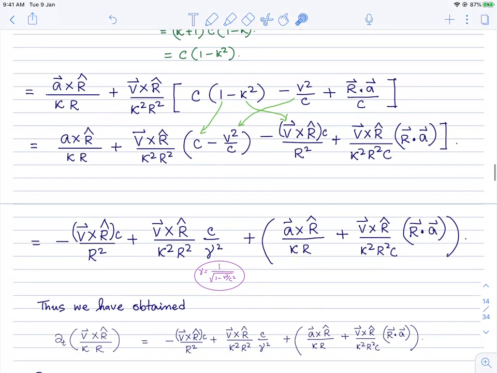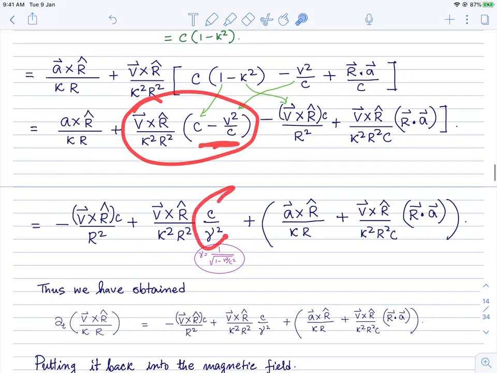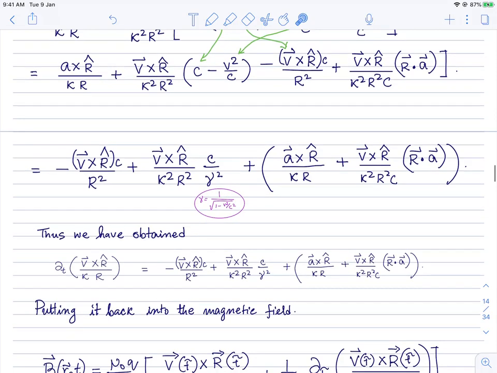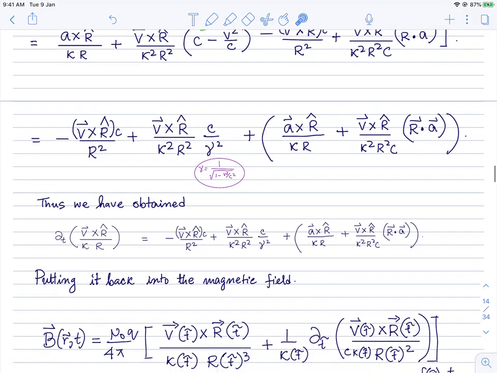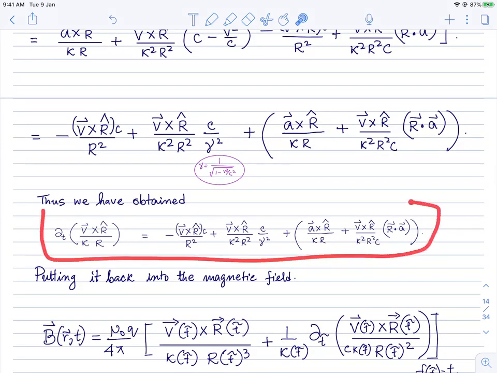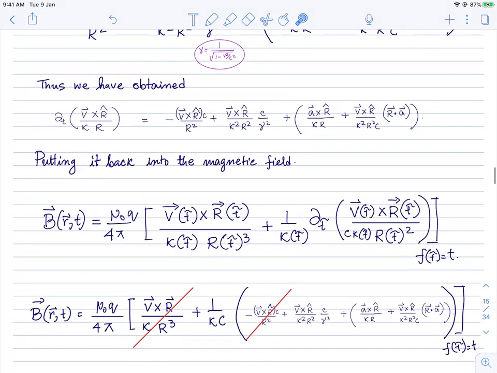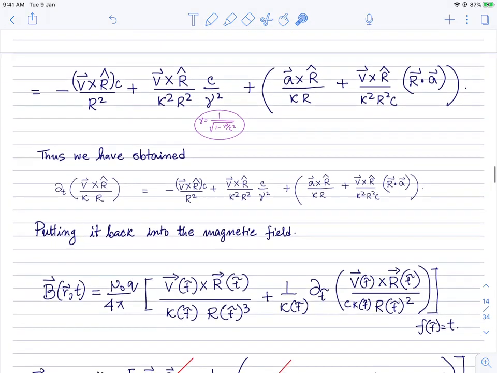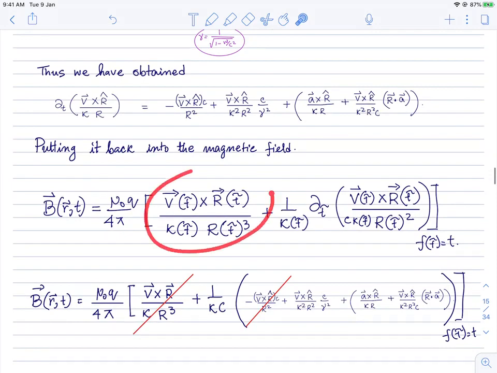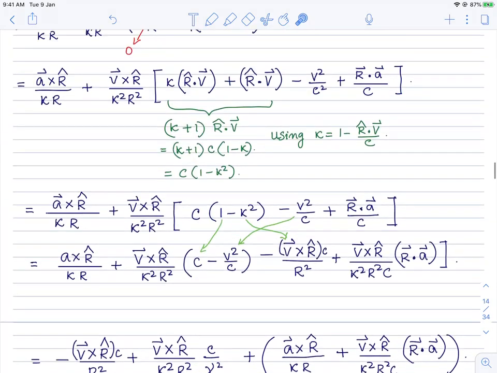And again you see for this term, this factor becomes a c by gamma square factor as before. And then we have two other terms like this proportional to the acceleration. So this is the final result for the derivative of this term v cross r. Now let us take them and put them together for the magnetic field. And again, there was a leading term. If you remember, the magnetic field had a leading term which came from the first term in the Jefimenko solution.